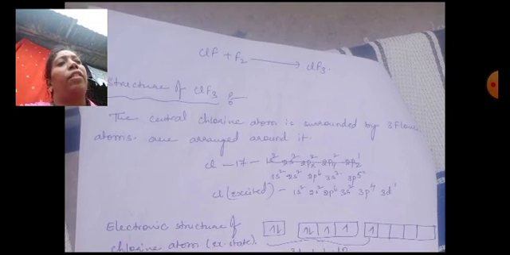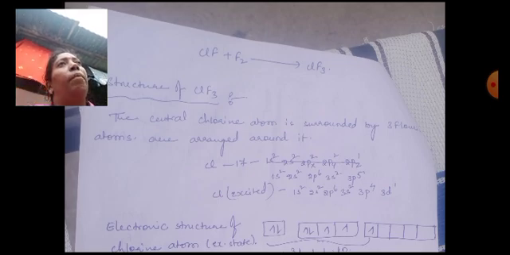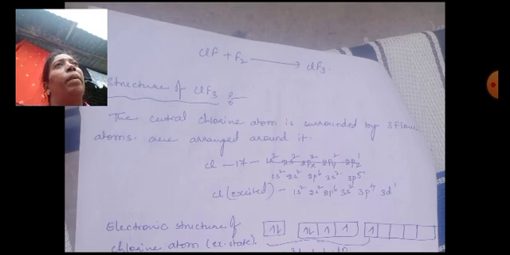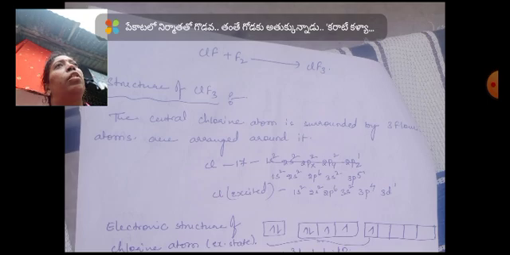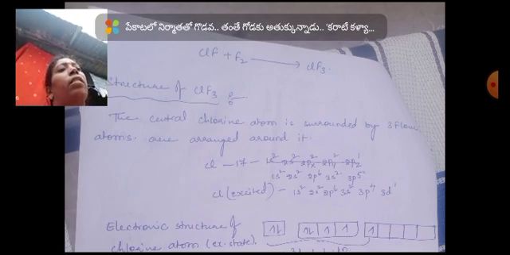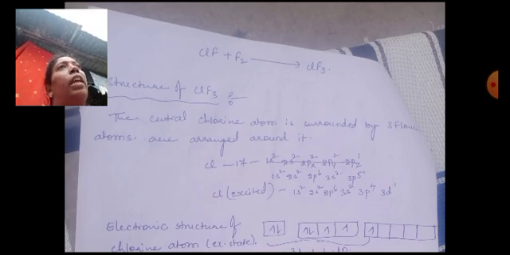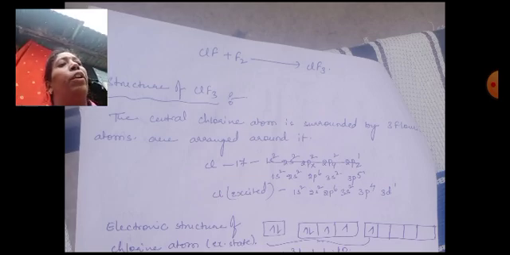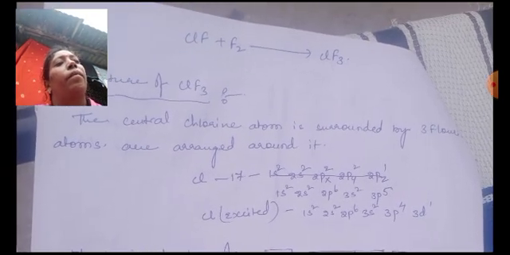So this is the reaction. Chlorine monofluoride, you are mixing with fluorine and passing through a nickel tube maintained at 220 degrees centigrade, and you get the product as chlorine trifluoride. This means that AX3 type is formed. So we'll go to the structure and bonding of that.